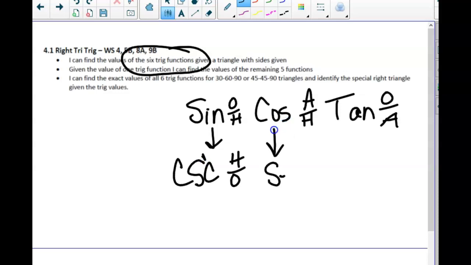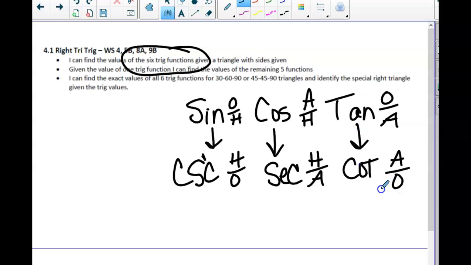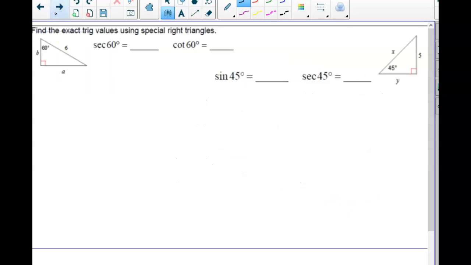Cosine flips over and becomes secant. And tangent flips over and becomes cotangent. Okay? Write it at the top of your quiz if you need to, but it will make things go faster if you have those clearly somewhere in your head or on your paper.